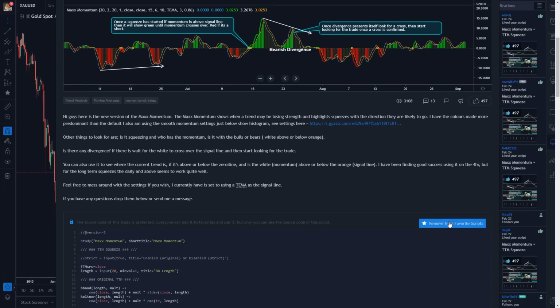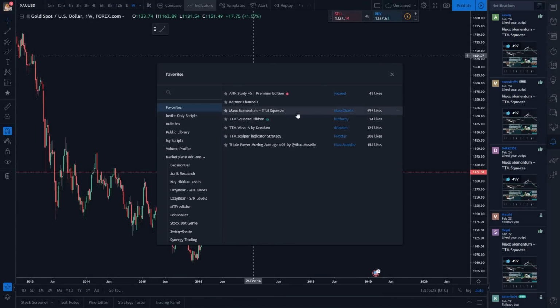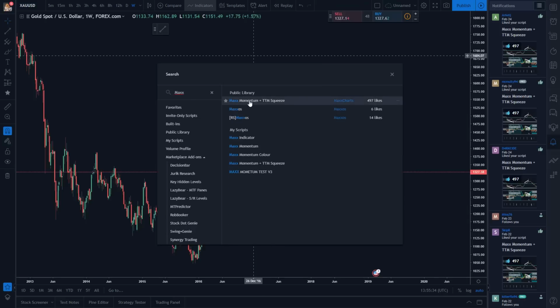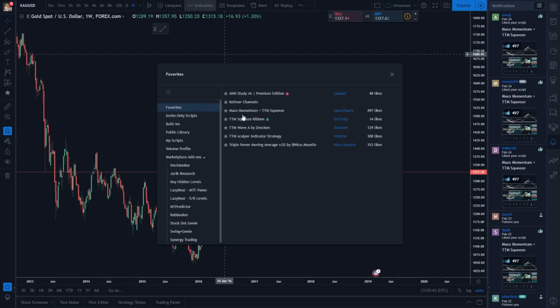So you scroll down a bit, you should see this little area here. Click add to favorites, then go to any chart, go to indicators, favorites, and then you'll find it there. If that's not working for whatever reason, you can type in Maxx with two X's and it'll come up in the public library. And for this video, let me actually get it up. So, favorites.